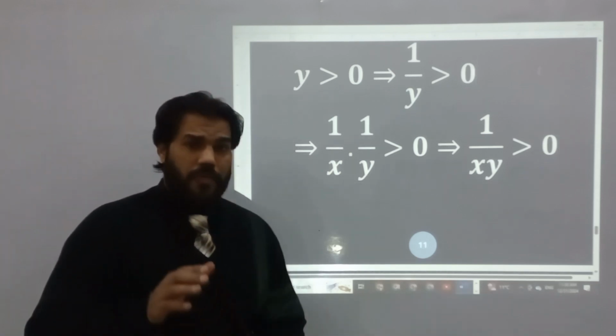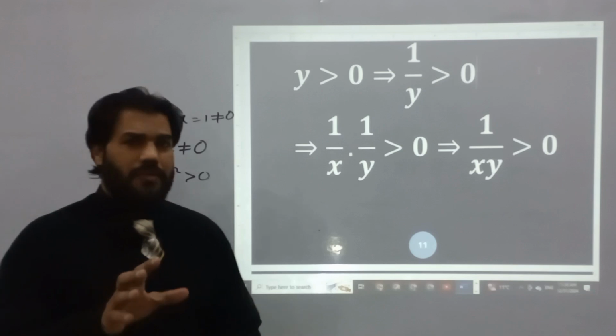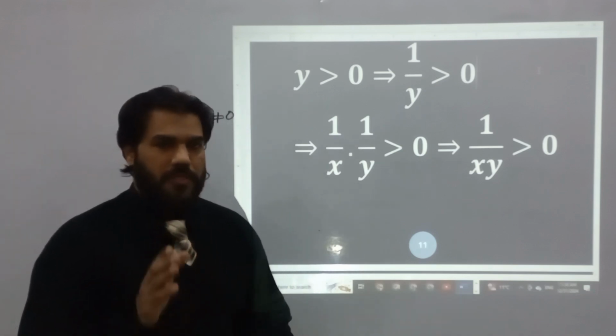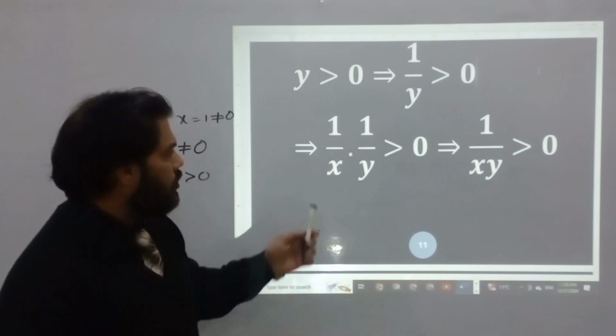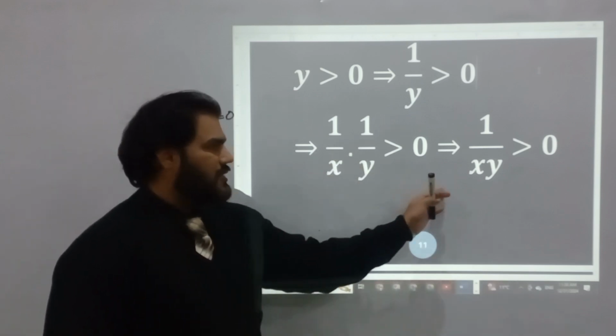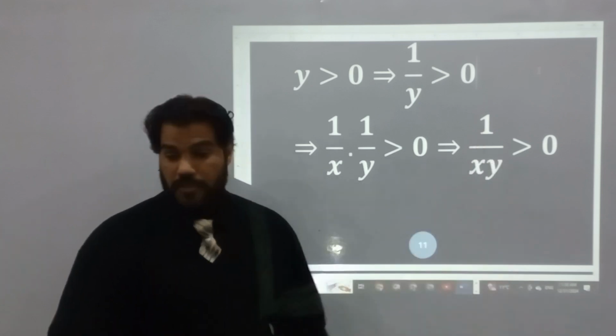So 1 over x and 1 over y both are positive real numbers, and we know that the product of two positive real numbers is always positive. So the product of 1 over x and 1 over y will be greater than 0. This implies 1 over xy is greater than 0.